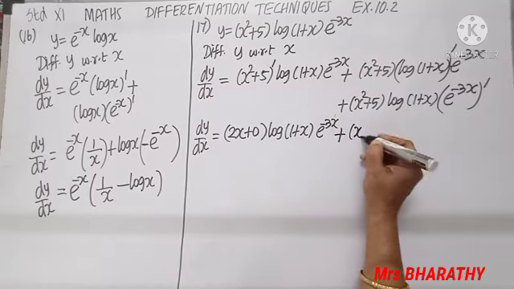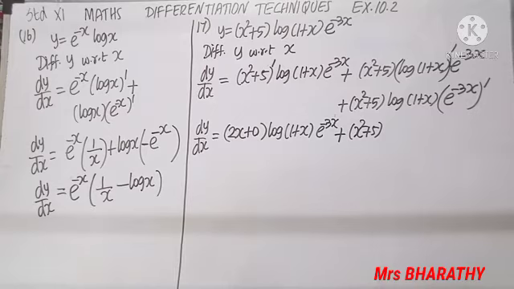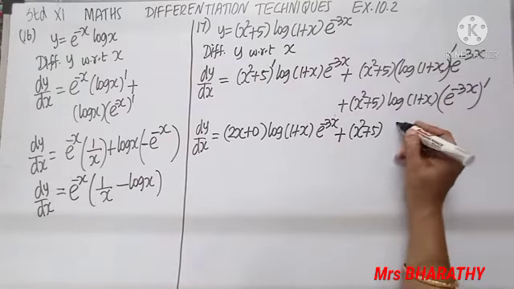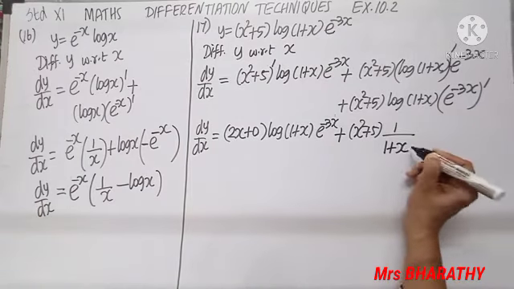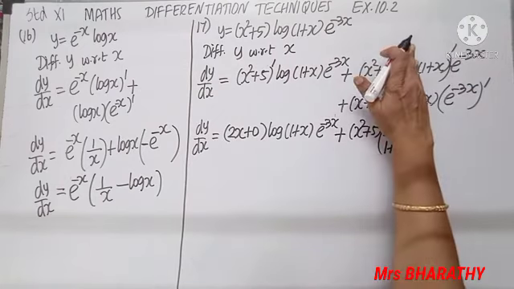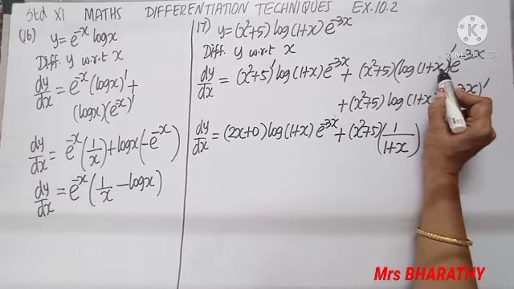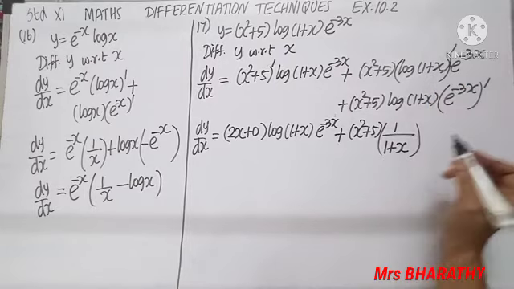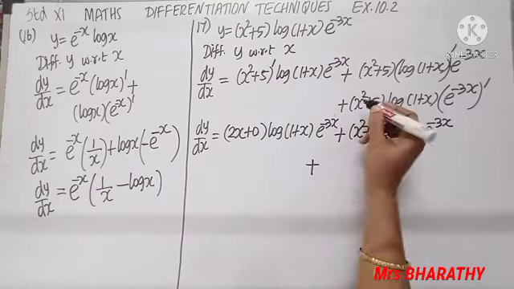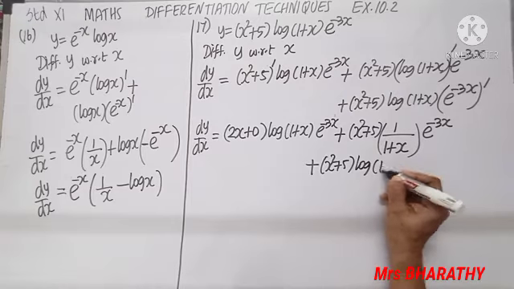Plus x square plus 5 into log 1 plus x. Log becomes 1 by 1 plus x. Hide logarithm. 1 constant will become 0. x will become 1. So we need not write it. Write the third term as it is. Plus first term as it is. Second term as it is.